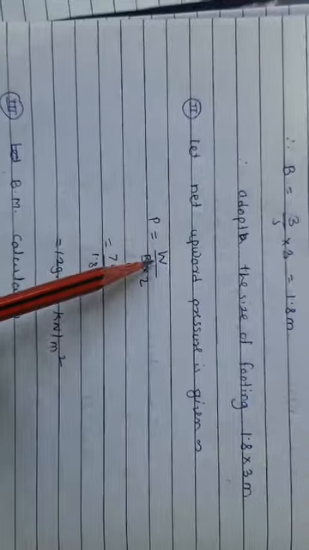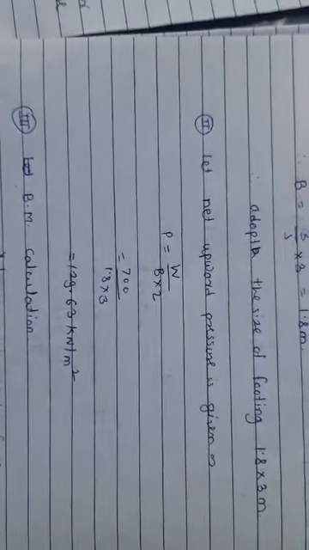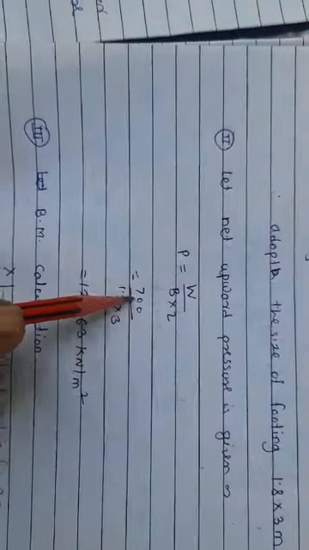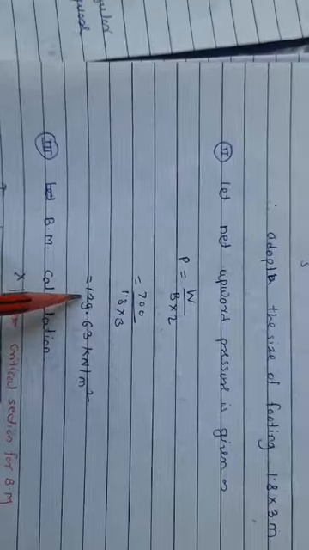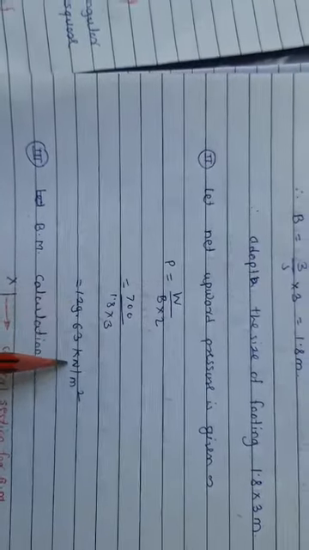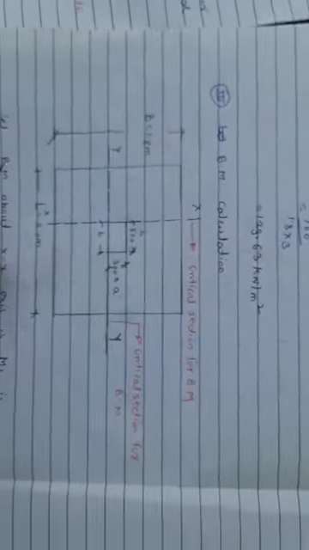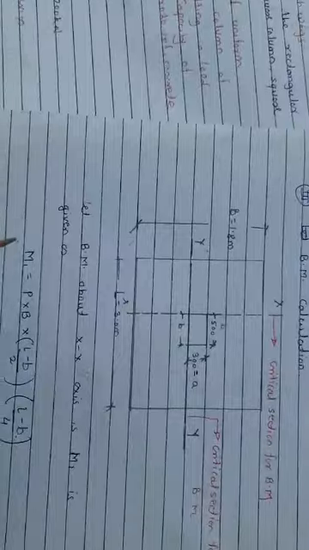So W is nothing but the load carried by the column, not including the self weight of the footing. So 700 divided by 1.8 into 3. So we are getting this net upward pressure as 129.63 kilonewton per meter square.